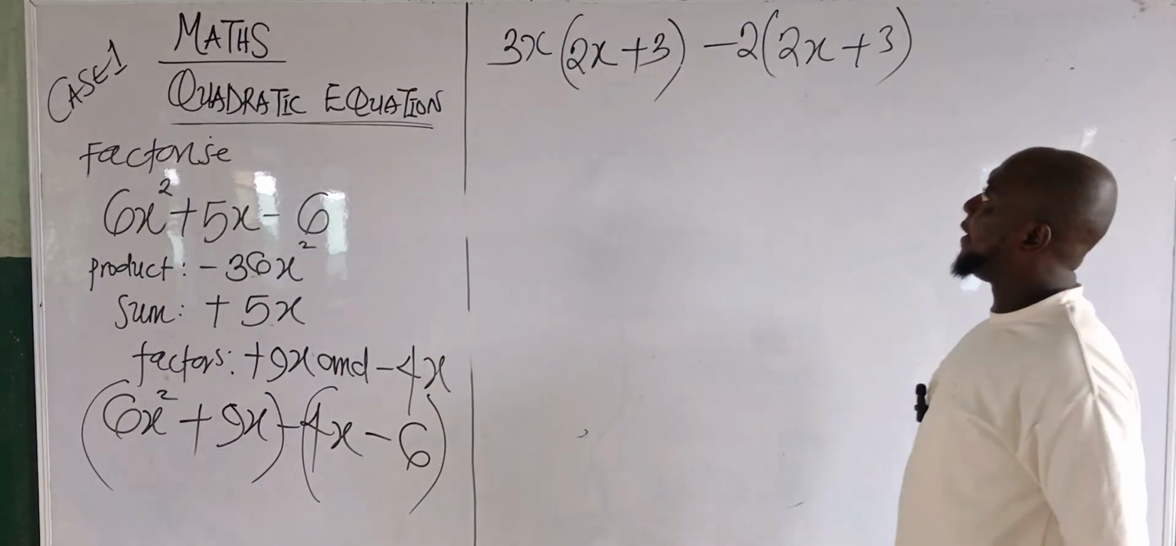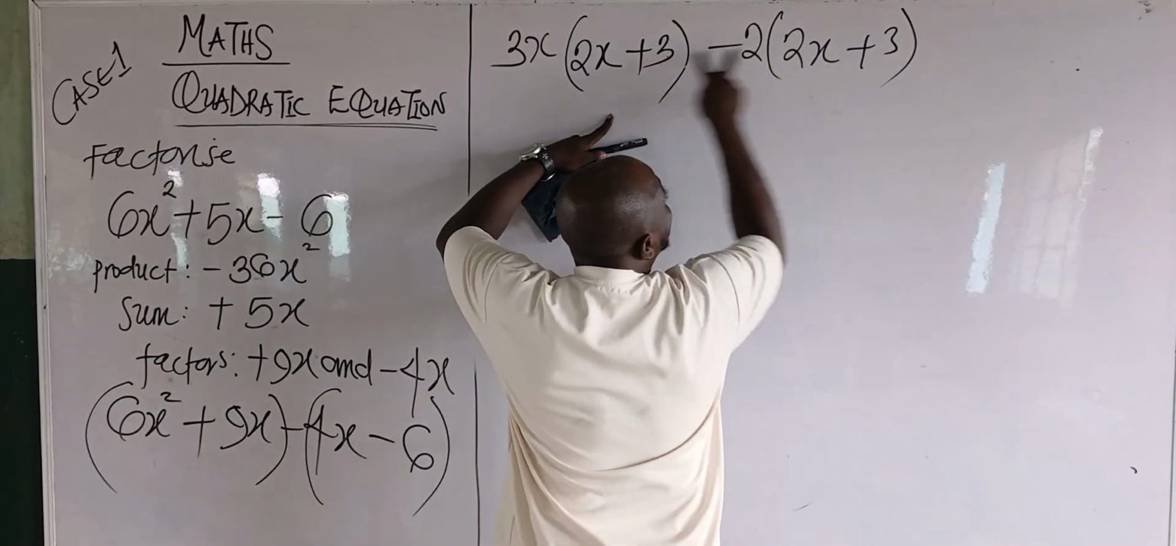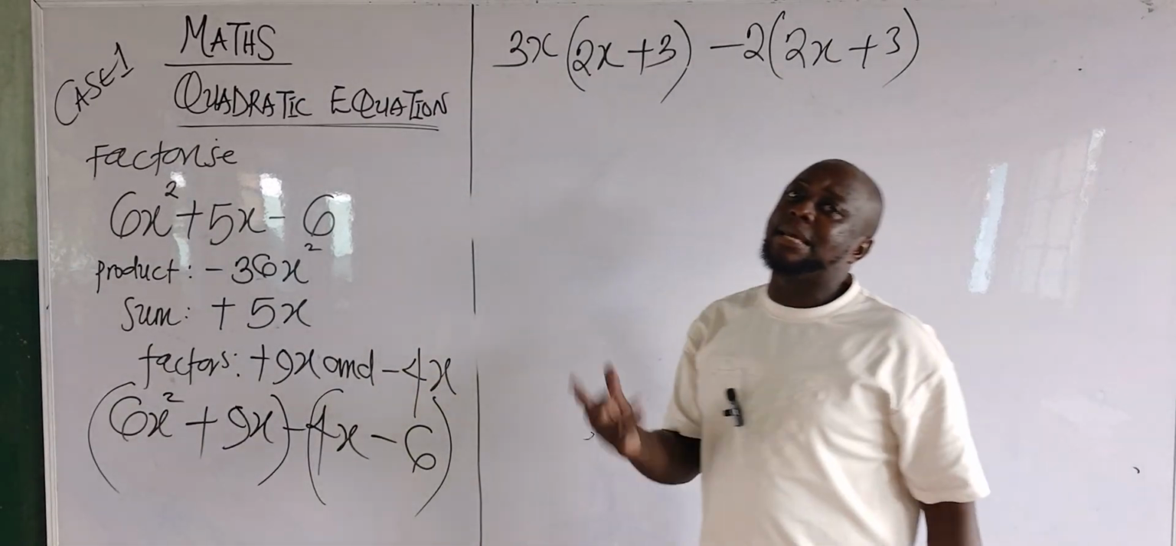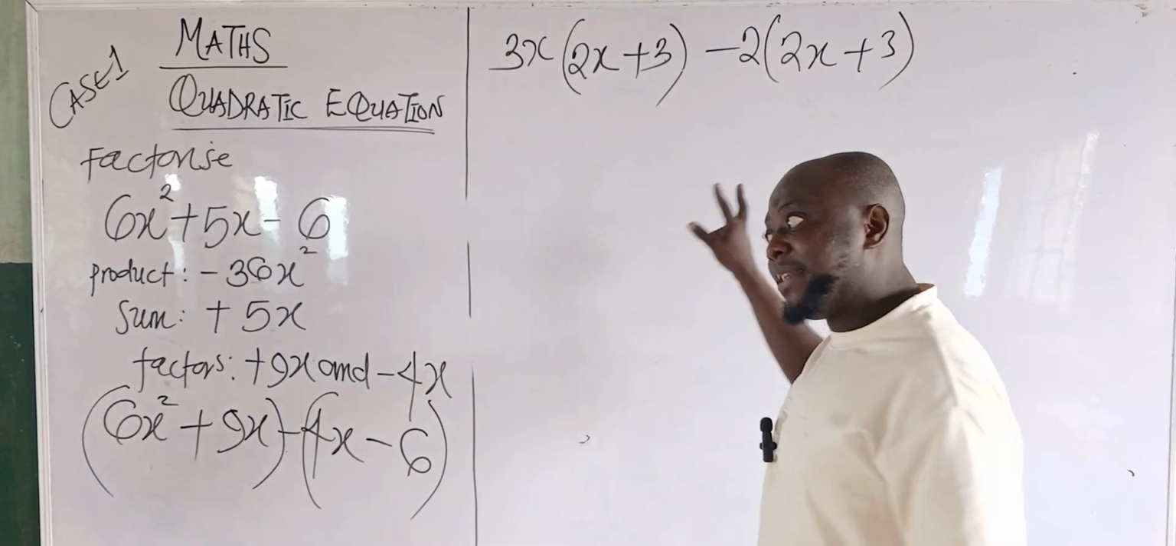So it's correct. So what do you do going forward now? Observe both brackets. Both brackets must be the same. Must be the same. If they're not the same, you have just done nonsense. It must be the same. I'm not gonna lie to you. It must be the same bracket.